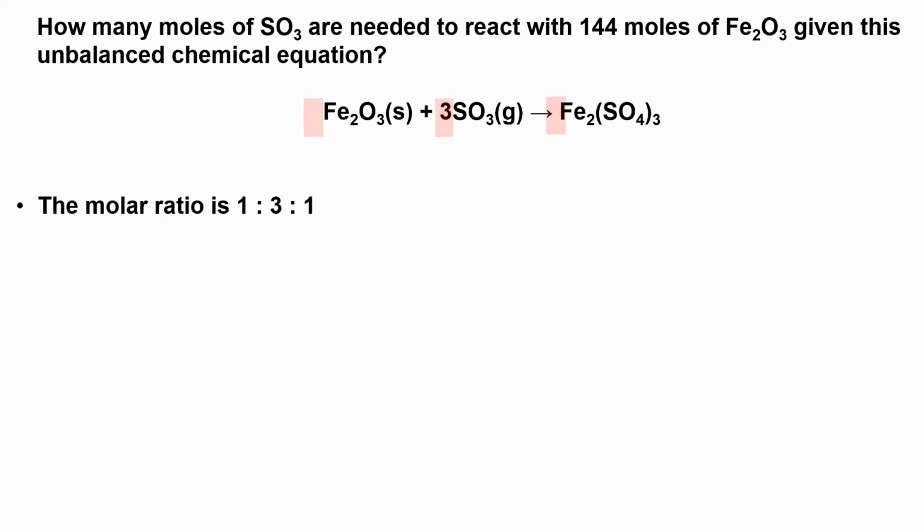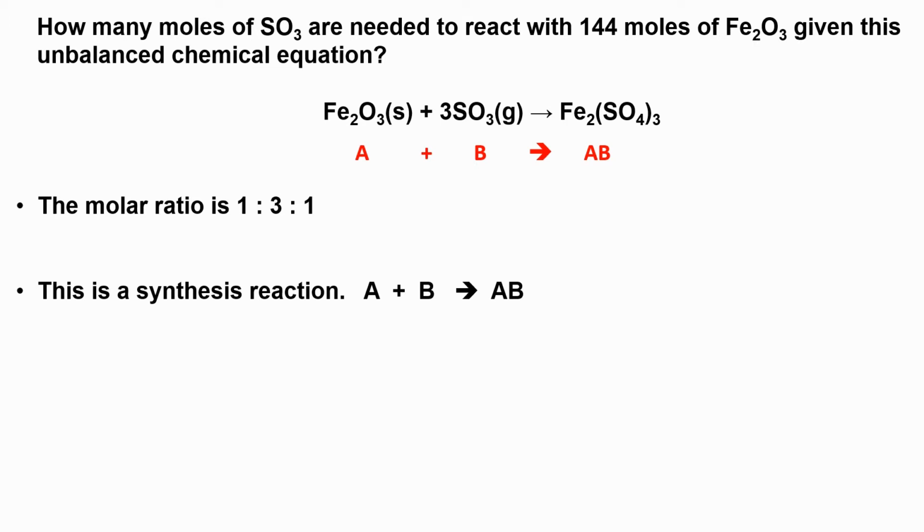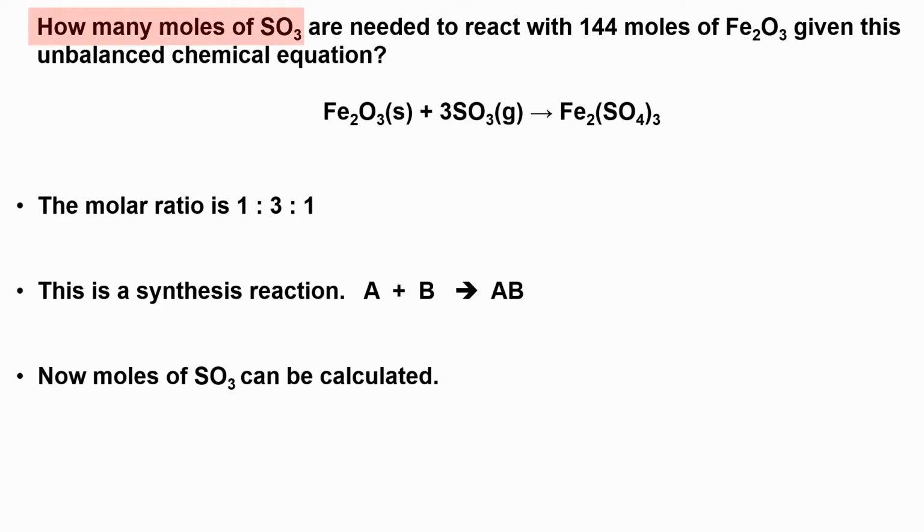Next, write the molar ratio, which is 1 to 3 to 1. This is a synthesis reaction where A plus B yields AB. Now moles of SO3 can be calculated.